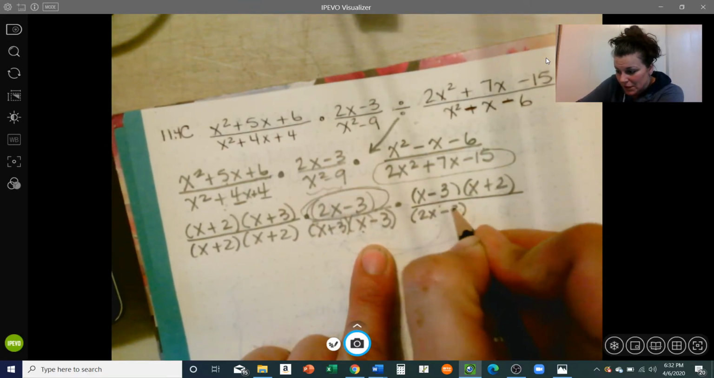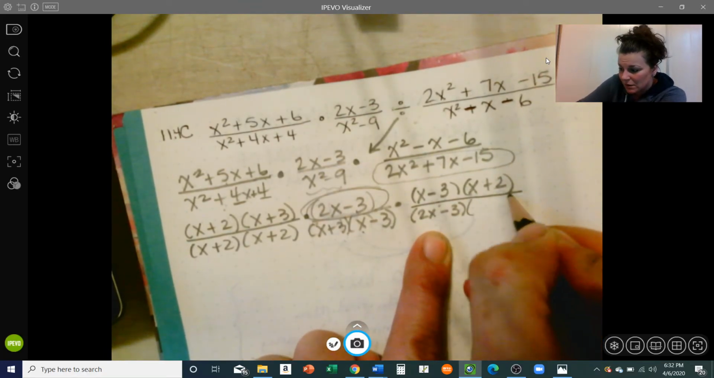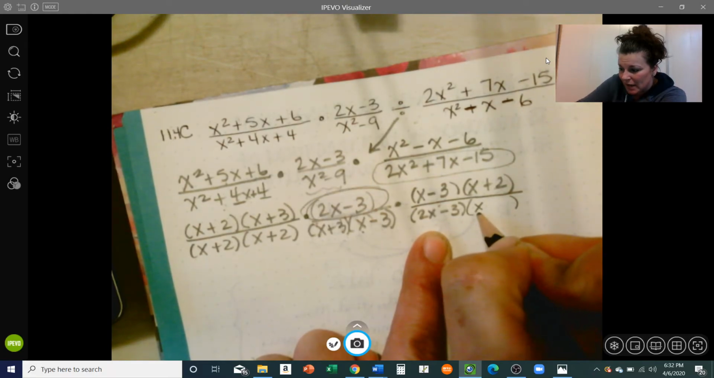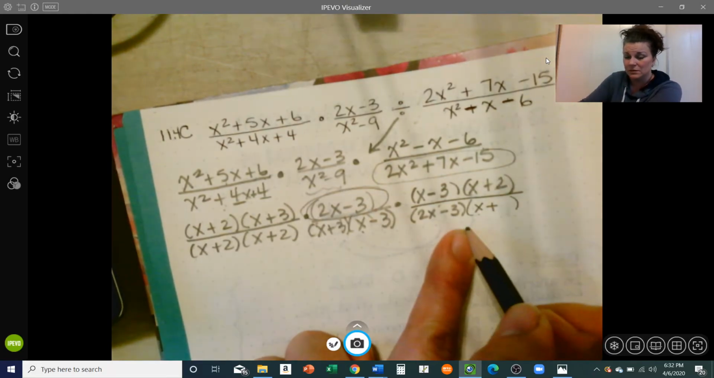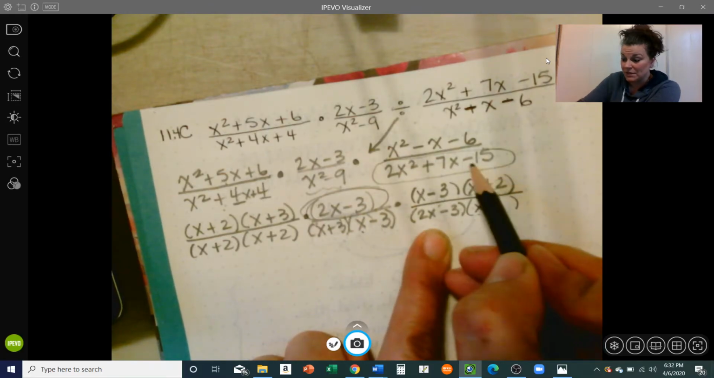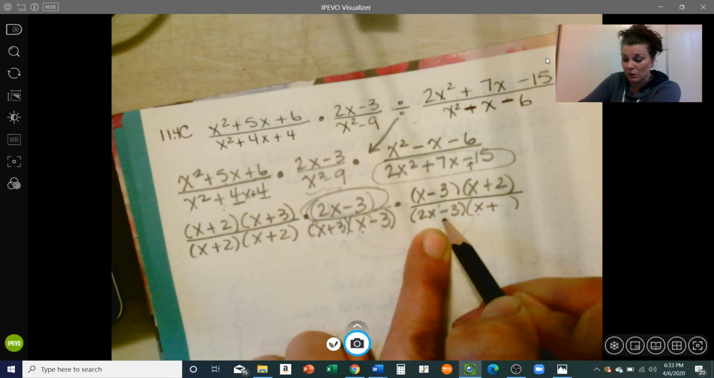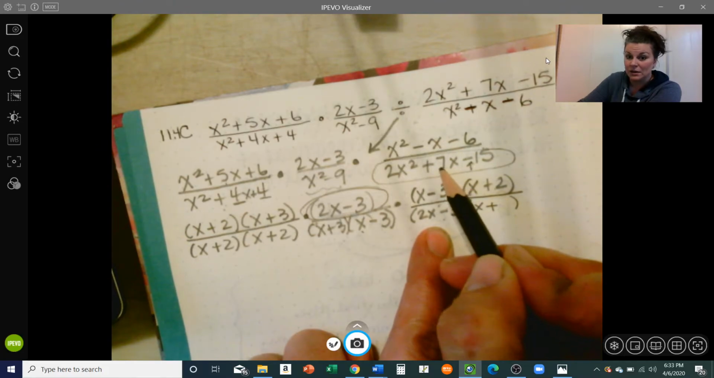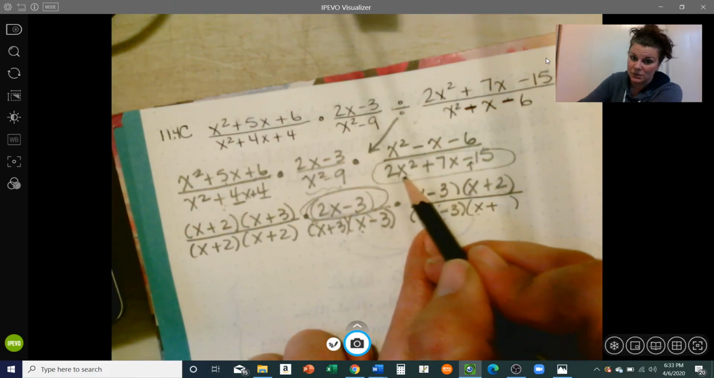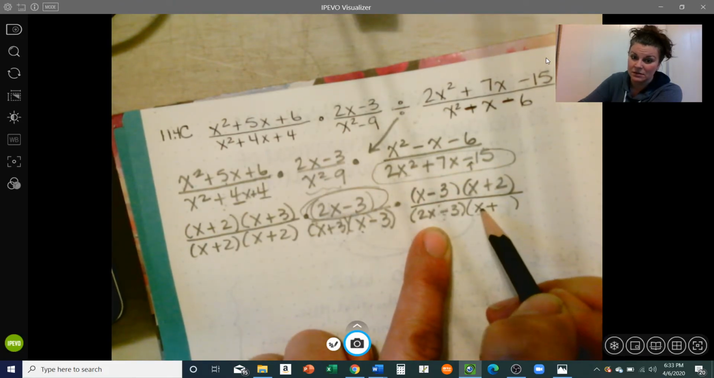So I'm going to try to use 2x minus 3, and then I know that this will be an x and a plus. I know that because this is negative, so only one of them can be negative, and it's 2x squared here, so it's 2x times x.